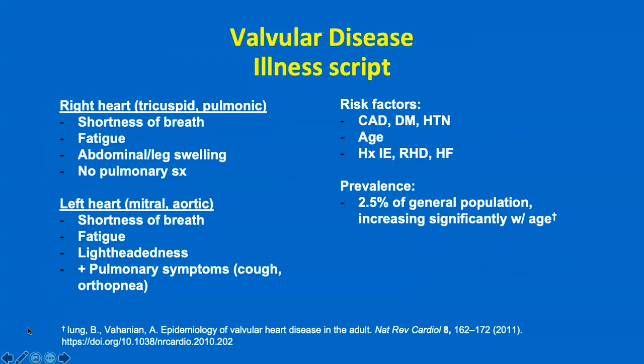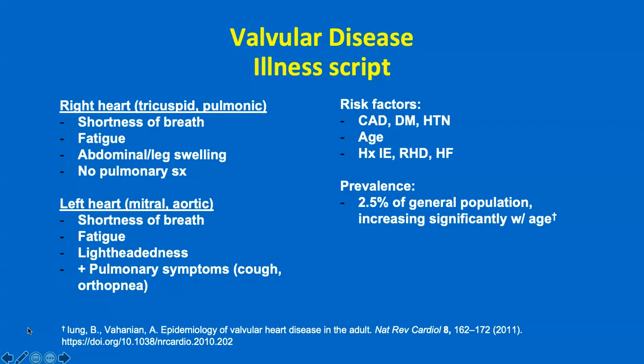Moving on to valvular disease. You can think about valvular disease as having different presentations, whether it's on the right side or the left side of the heart. On the right side of the heart, blood isn't able to get into the lungs, so it's backing up into the periphery, so you're going to have abdominal and leg swelling, and of course you'll have fatigue and shortness of breath. Compared to left-sided heart valvular disease, you're not going to have the same kinds of pulmonary symptoms, since the pressure backup isn't going into the lungs.